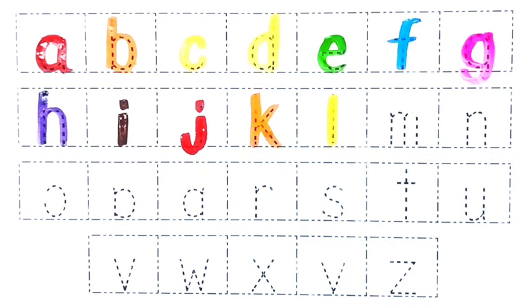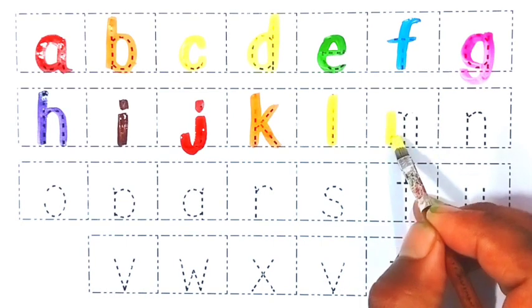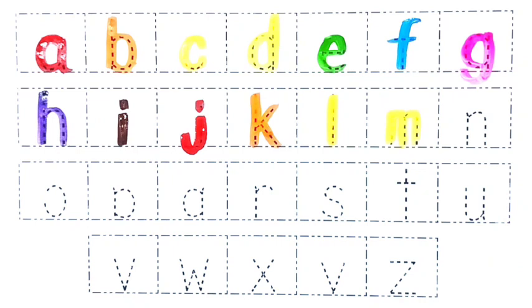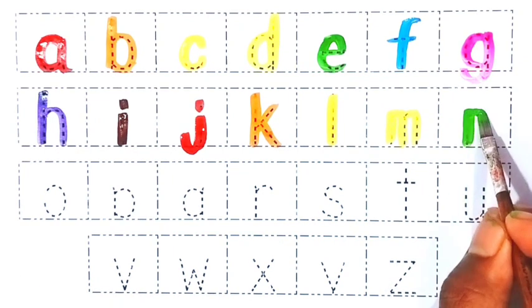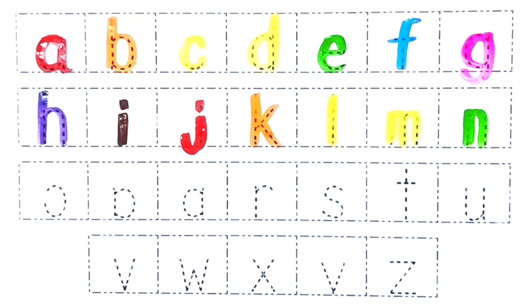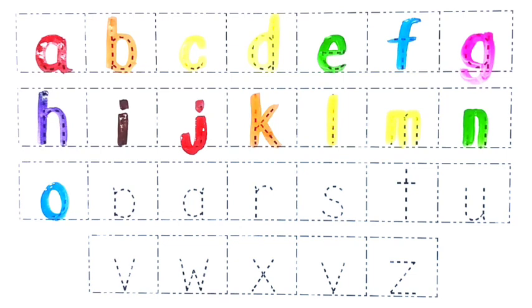L for leaf. M for mango. N for nose. O for octopus.